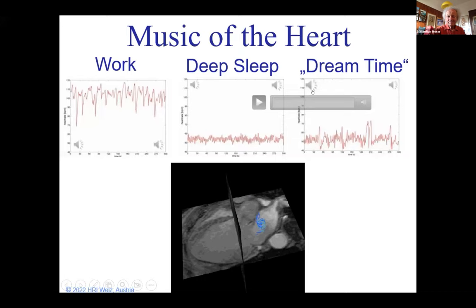So this doesn't sound very musical, does it? Then we have the situation during REM sleep, the dream time. And this sounds a little bit more musical. And then we have the deep sleep. And listen to this one.